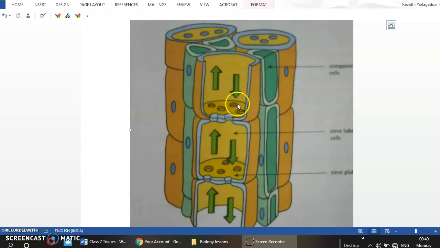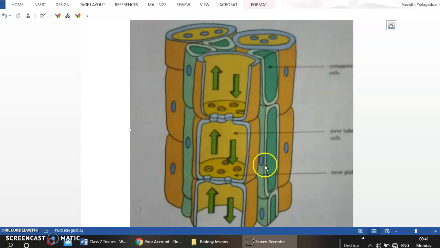These sieve tubes and companion cells are the main elements of the phloem, which are required for the transportation of the food. Actually, these sieve tubes, when they are formed, are living, but afterwards, by losing their protoplasm, that is the cytoplasm with the cell membrane, they become dead cells.